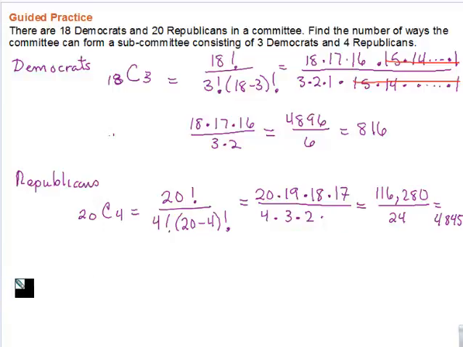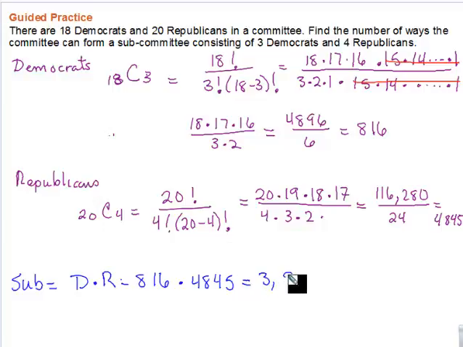And so for the subcommittee, we're going to do Republicans times Democrats. So 816 times 4,845. And we're going to get 3,953,520 different ways to create this subcommittee.